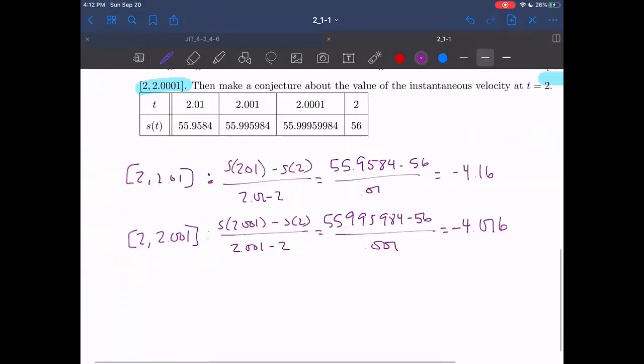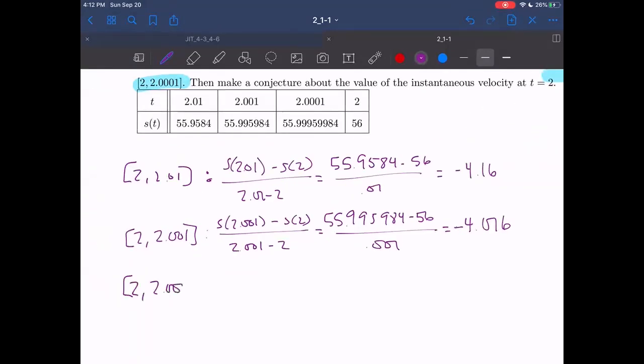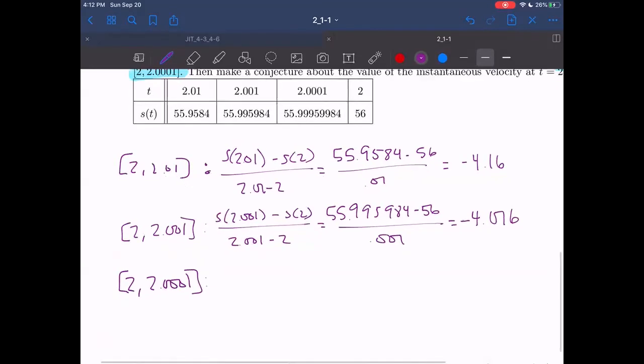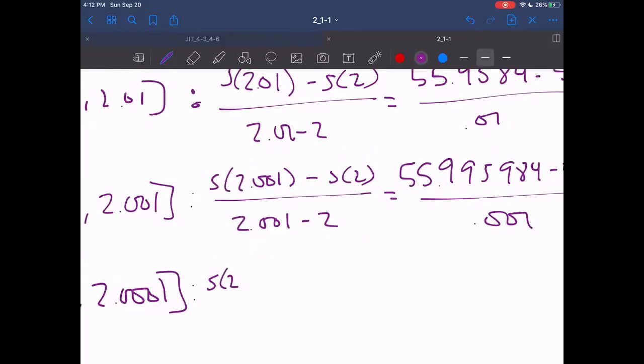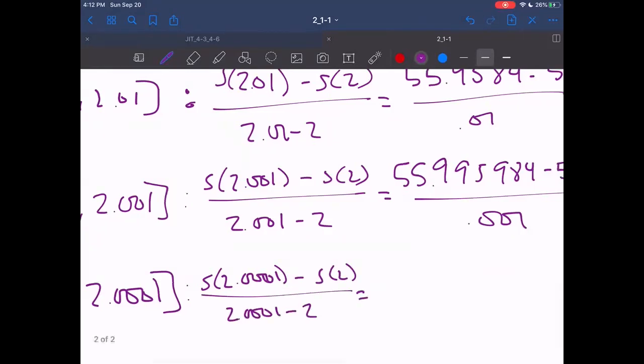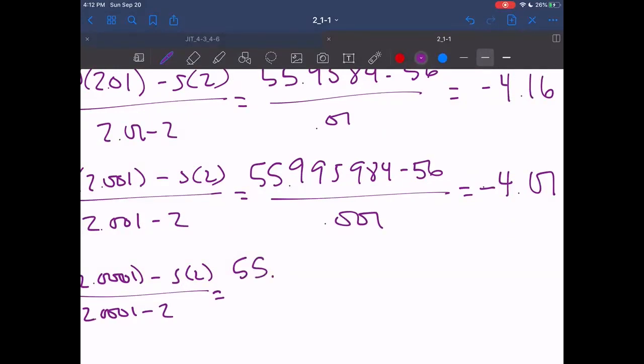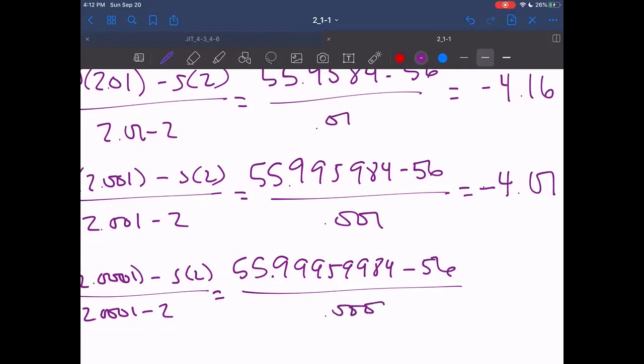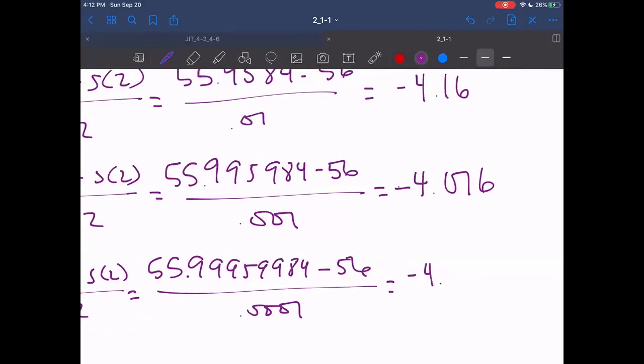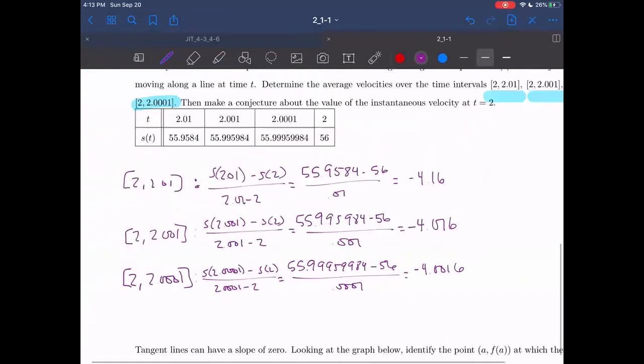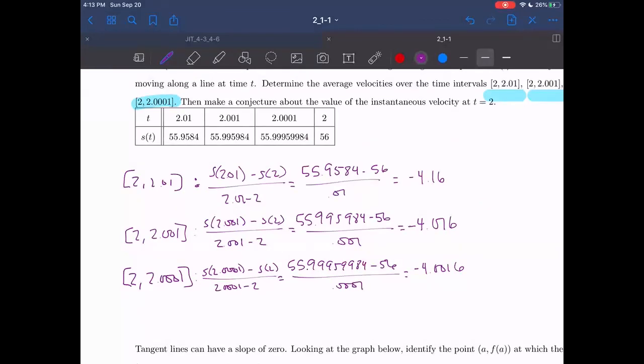Then our last time interval will be 2 to 2.0001, our smallest time interval. So s of 2.0001 minus s of 2 over 2.0001 minus 2 is going to be 55.99959984 minus 56 over 0.0001, which comes out to be negative 4.0016. So we found, using our table, the average velocities for our intervals.